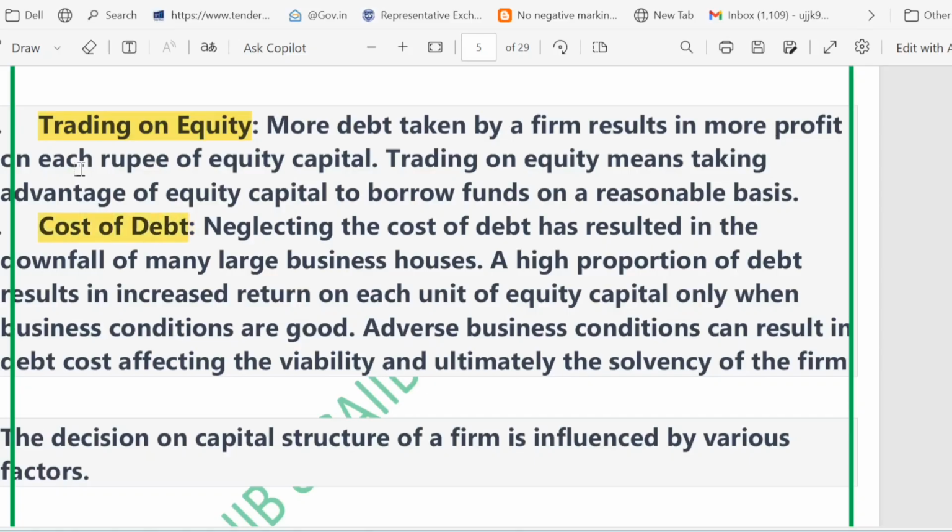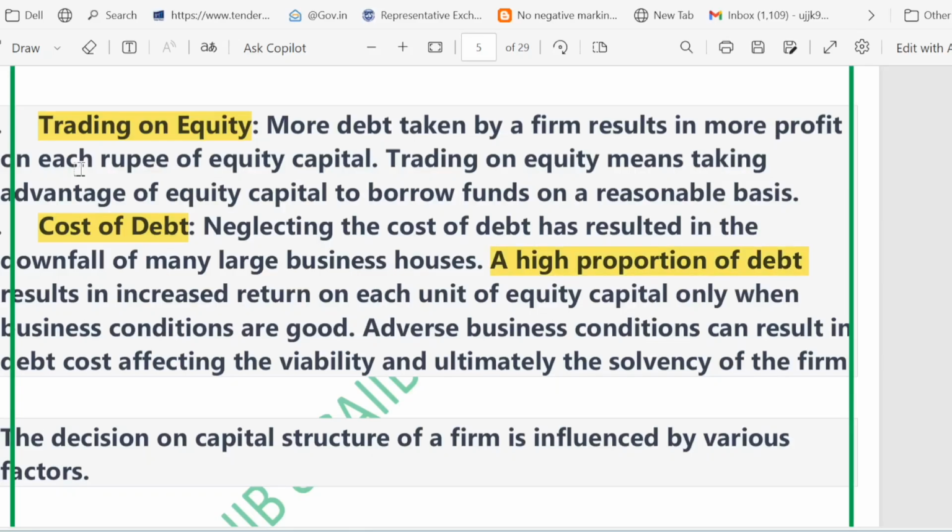And the fourth factor is the cost of debt. This is the big risk factor. If a company ignores the cost of debt and borrows too much, it may enjoy high return only when business conditions are good. But if the market turns bad, the heavy burden of interest can make the company unviable and in the worst case insolvent. That is the impact of a high proportion of debt.